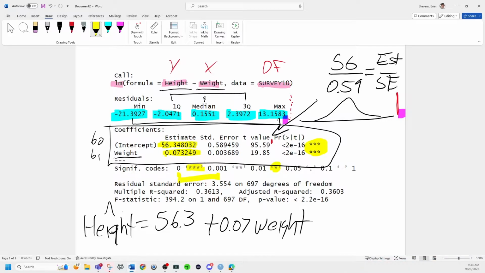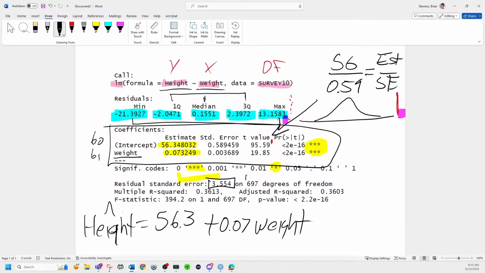Next, we have here the residual standard error, which is how much the model typically misses by. So when we predict height, we are typically off by about 3.554 inches. It doesn't mean we will miss by that or we always miss by that. It just is, we're usually off by about this much when we predict height. And it's also in units of the y. Remember I said we're typically off by about 3.554 inches.